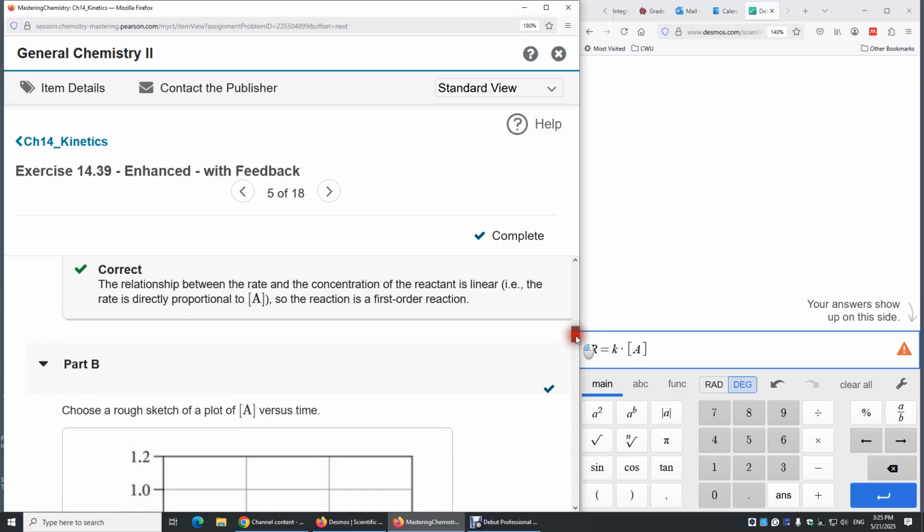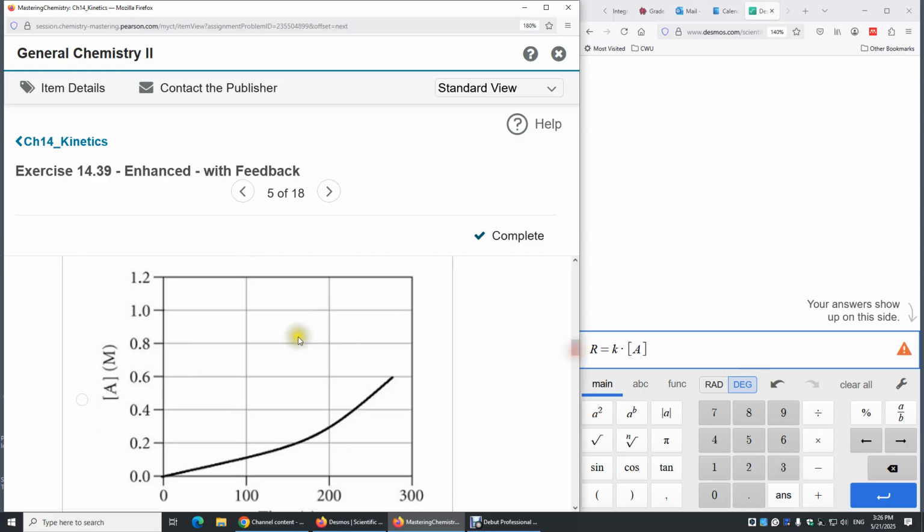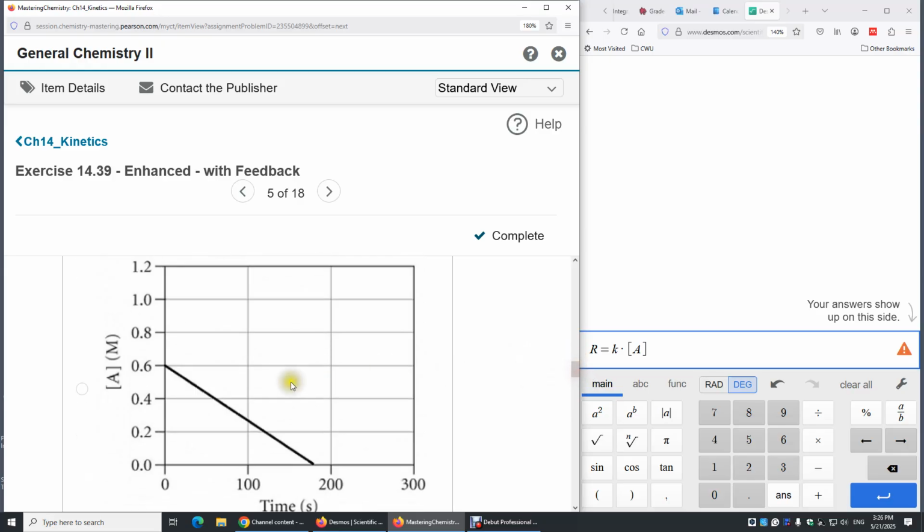Choose a rough sketch of A versus time. So first, A is the reactant. Therefore, the concentration of A decreases with time. The first graph is wrong. In the second graph, the concentration of A decreases with time. However, it's still incorrect because when we have a first order chemical reaction, the concentration of A decays exponentially.